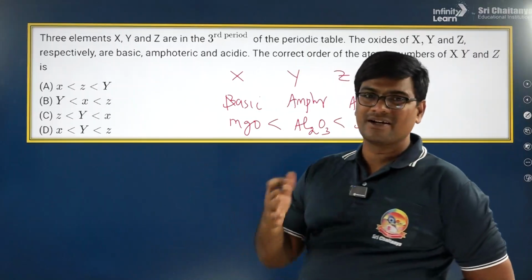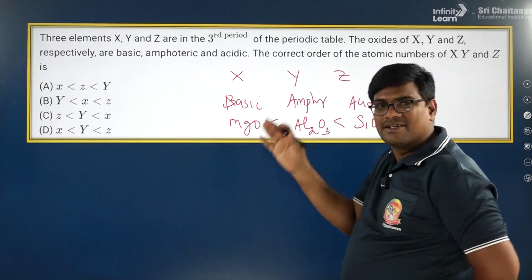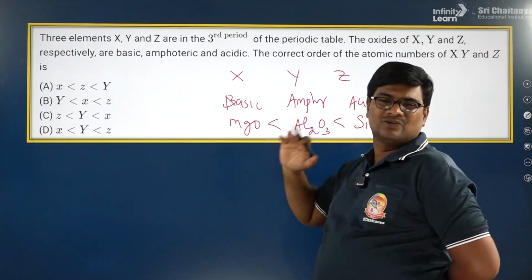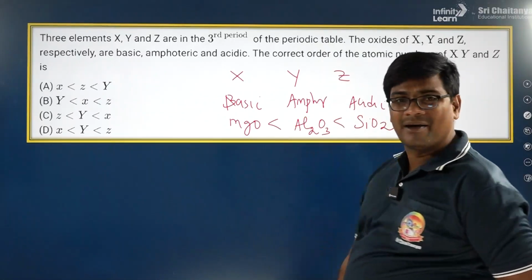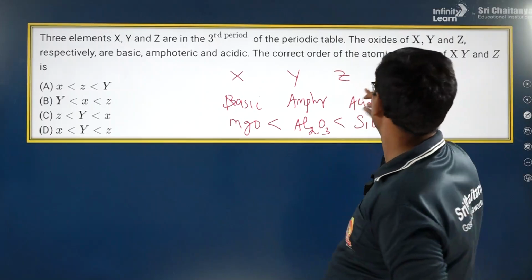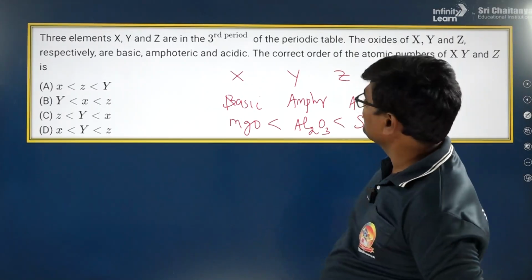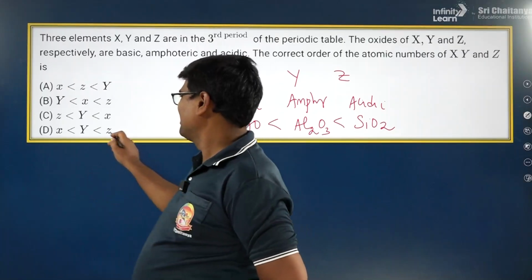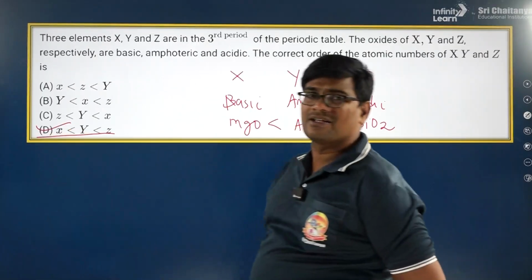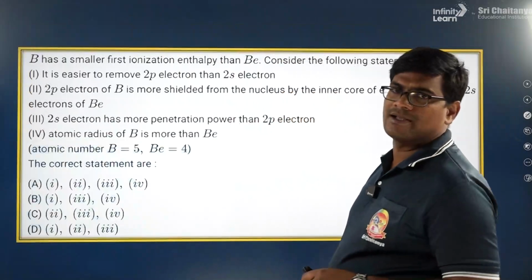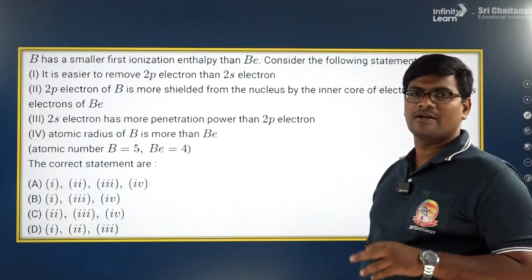So in a period, as the atomic number increases, acidic strength increases. So what is the order of atomic number? The more the acidic nature, the more the atomic number. So here they are asking the atomic number order. Z is acidic, that means Z will have the highest atomic number. After Z, Y, and then we are going to get X. So what is the right answer? Option D.